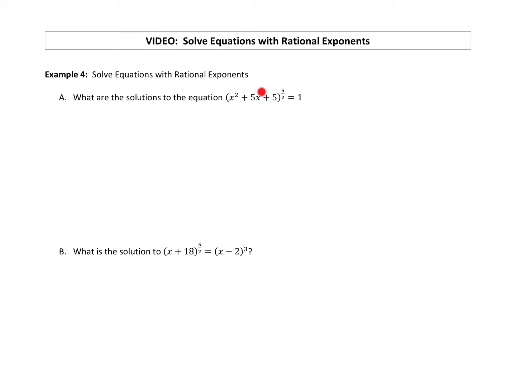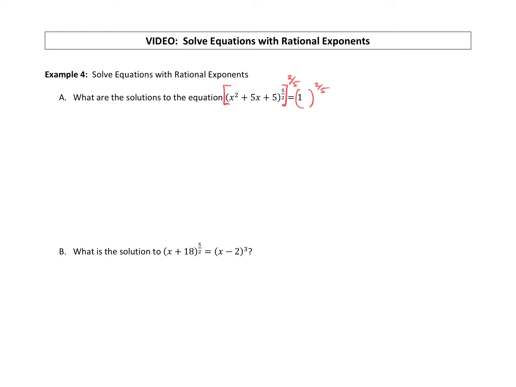So everything inside these parentheses is raised to the 5 halves power, and there's nothing outside of that. So we are going to start by raising this side of our equation to the 2/5 power. You would use your power to a power property and multiply your exponents together and get 10 over 10, which reduces to 1. So essentially it does cancel out that 5 halves power. But we have to raise the other side to a 2/5 power as well.